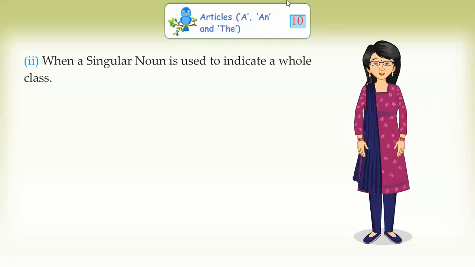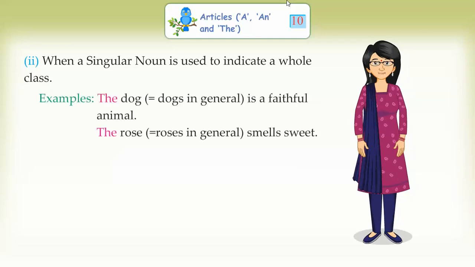When a singular noun is used to indicate a whole class. Example, the dog, equal to dogs in general, is a faithful animal. The rose, equal to roses in general, smells sweet.